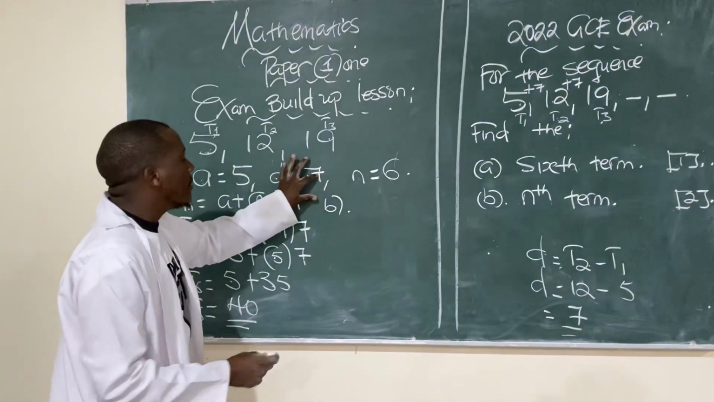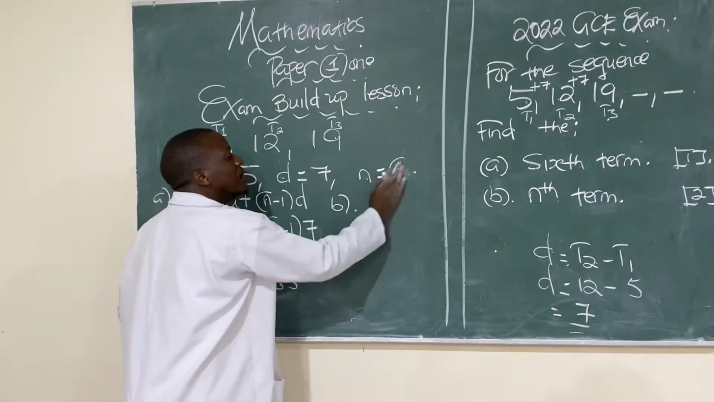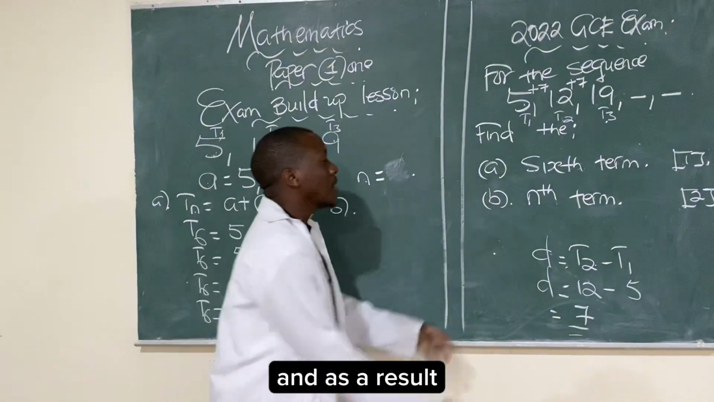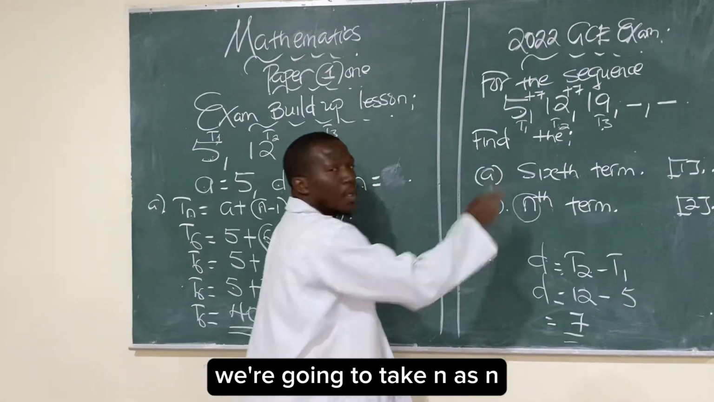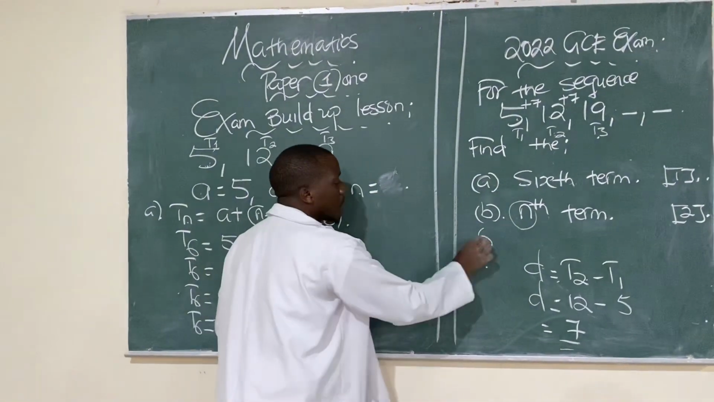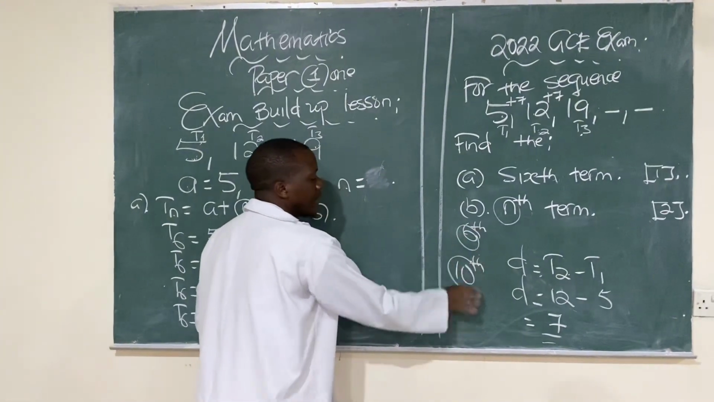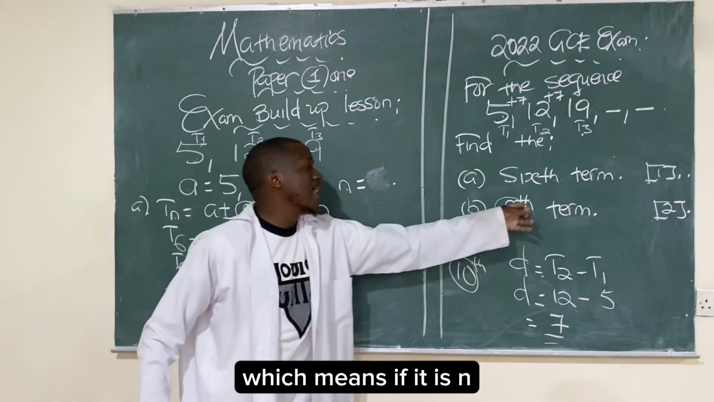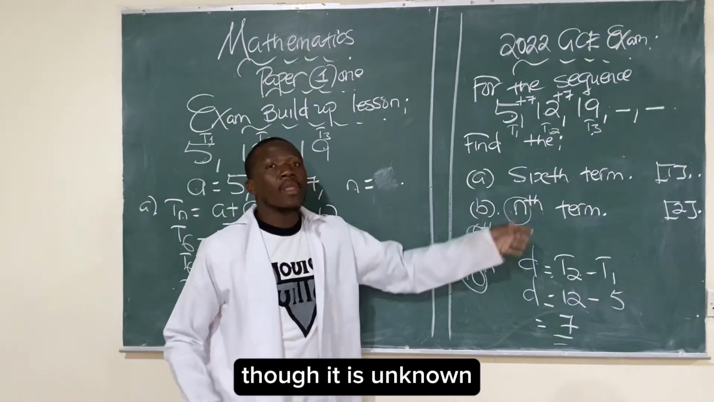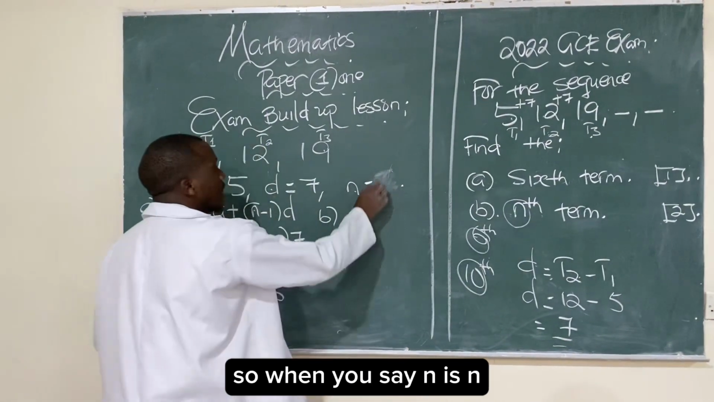So A will still be the same, D will still be the same, but N this time around, we're not given, and as a result, here we're going to take N as N. Because when we say 6, it means N is 6. 10th, it means N is 10. Which means if it is unknown, we take N as N.